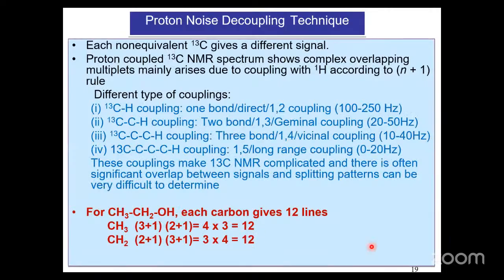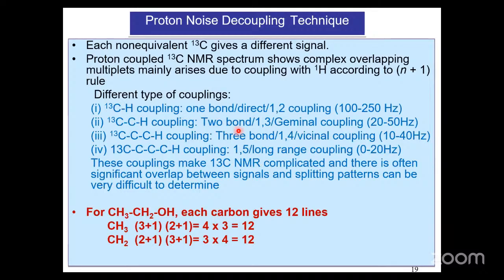Coming to the second technique, which is the proton noise decoupling technique. I showed the C13 NMR of bromobutane, where 4 carbons are there and 4 peaks we are observing. So for each non-equivalent carbon 13, you will get a peak in the carbon 13 NMR. The proton coupled C13 NMR spectrum shows complex overlapping multiplets, mainly due to the coupling with the hydrogens.